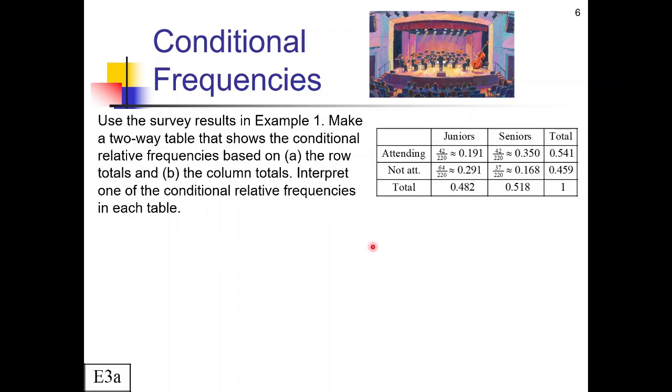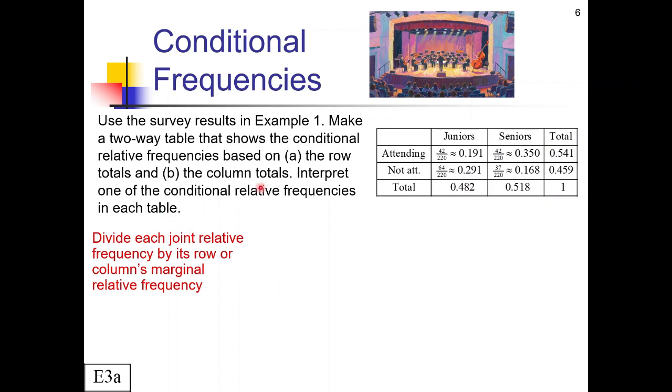Okay, so basically what they're asking us to do with this conditional business is just to divide each of our joint relative frequencies by its row or column's marginal relative frequency. So, for example, 0.191 divided by this total marginal frequency. So we're going to do that first for the rows, and then we'll do it for the columns. Pause the video and see if you can build a table based on doing this for the rows first, and then maybe interpret one of those results you get in terms of what it actually means.